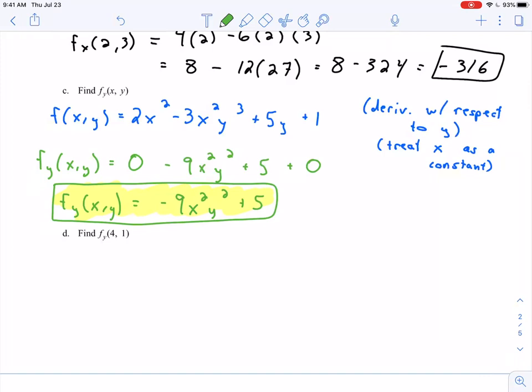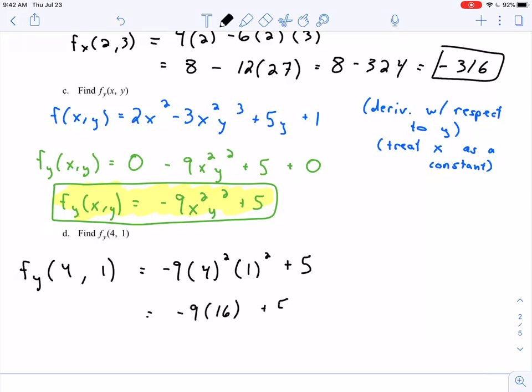So, okay, we're going to go ahead and take our partial with respect to y. And actually, let's change our color up here. Let's do this in black. So I want to take 4, plug that in for x, 1, plug that in for y. So here I have negative 9 times 4 squared times y is 1 squared plus 5. So I have negative 9 times 16 plus 5 here. So 9 times 16, that gives me minus 144 plus 5. Here I'd have negative 139.